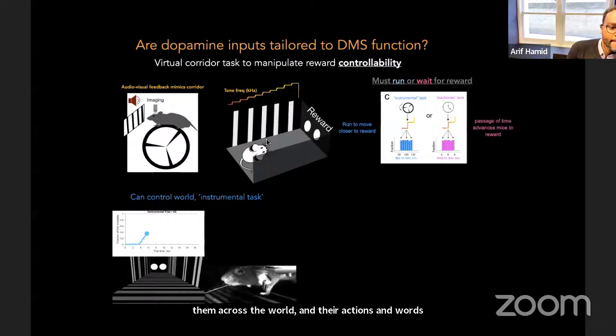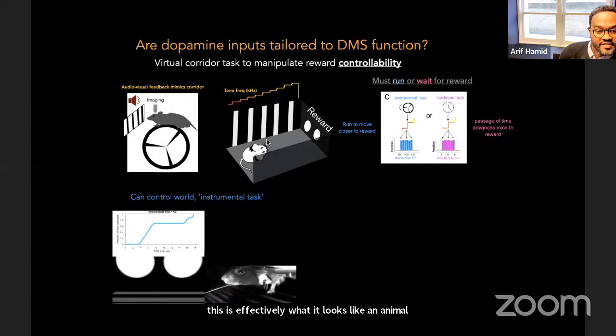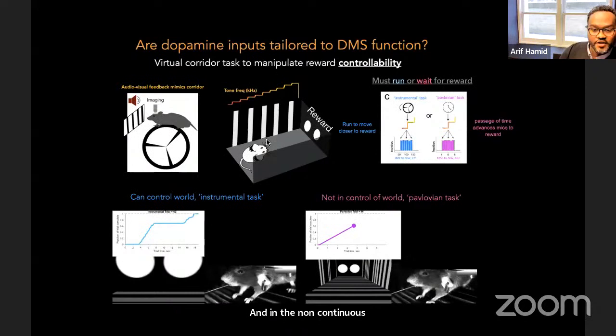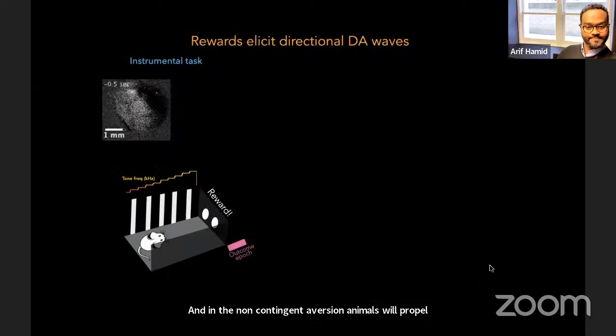There's an animal walking through the corridor. It pauses, progress in the corridor also pauses. And then at the very end, they get a reward. And in the non-contingent version, animals get propelled through this world and their actions do not control rewards. And here I'll just focus on what happens at a reward outcome when animals get a reward.